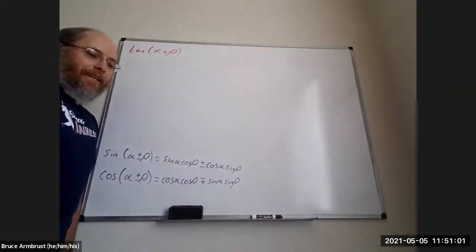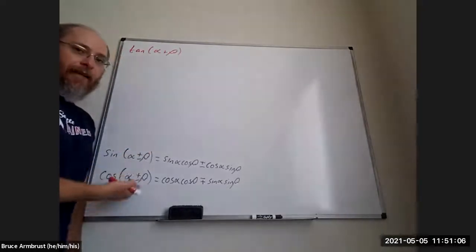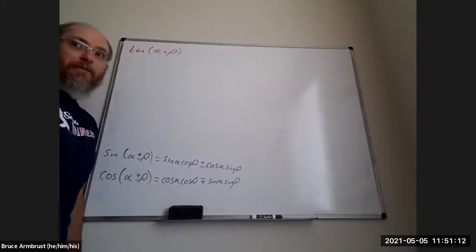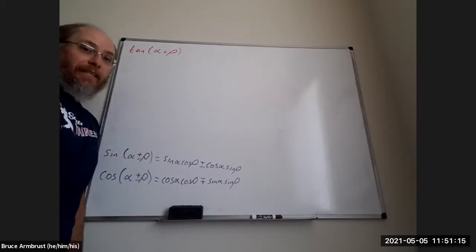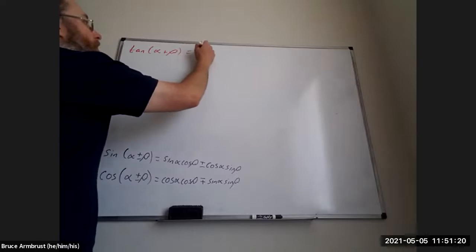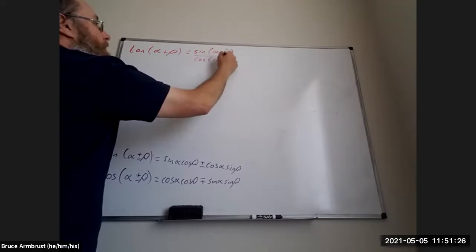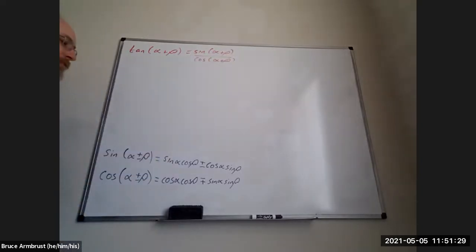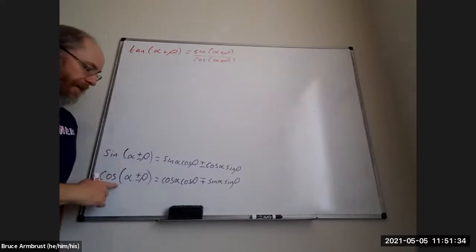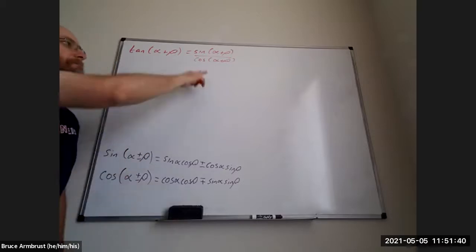So we're going to do tangent of alpha plus beta. Well, in order to do this one, we need to relate it back to the sine and the cosine. Ooh, I know what identity to use. How about we use the quotient identity, the fact that tangent is equal to sine over cosine. So we know that this is true. So how about we just take the identities for sine of alpha plus beta and cosine of alpha plus beta and fire those in here.